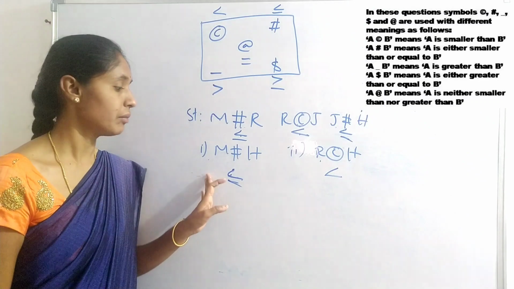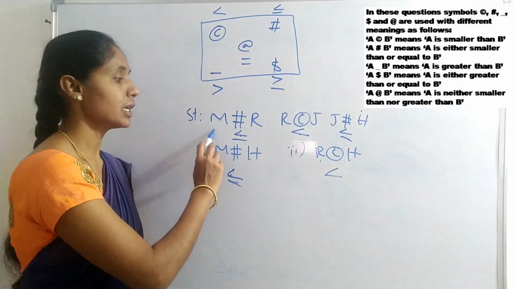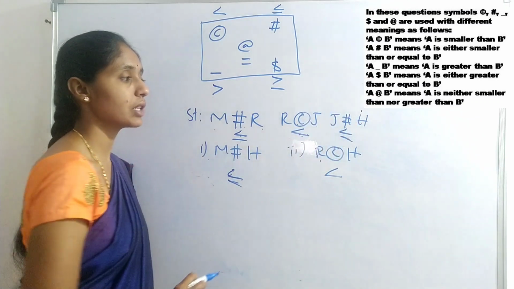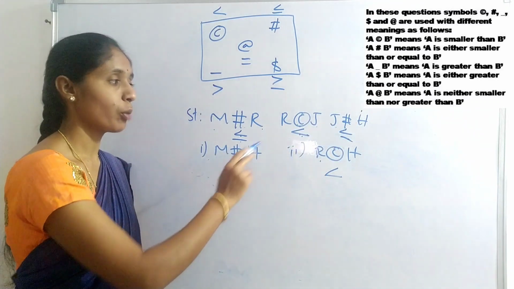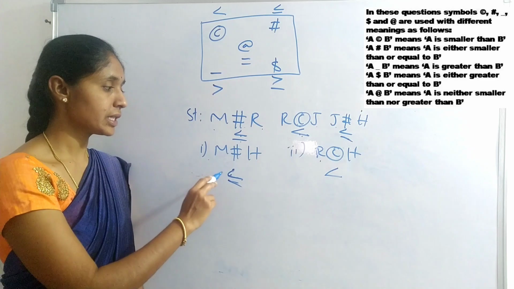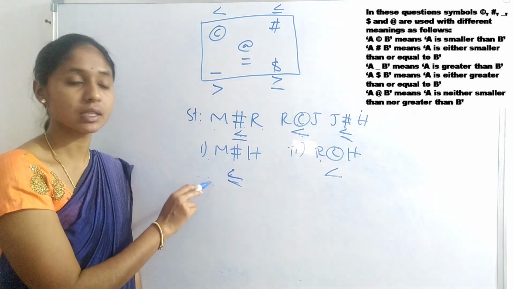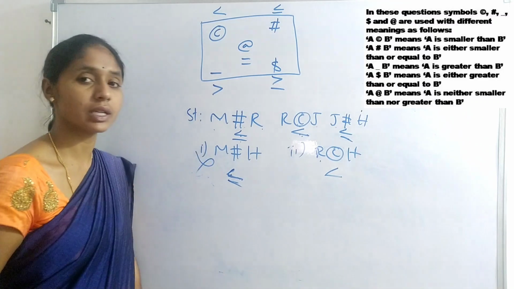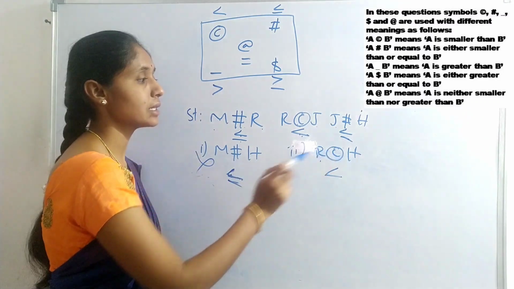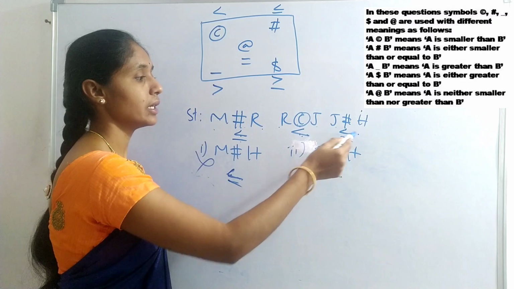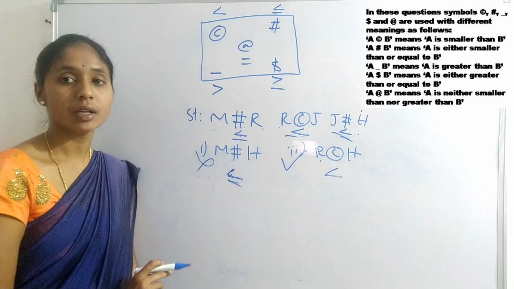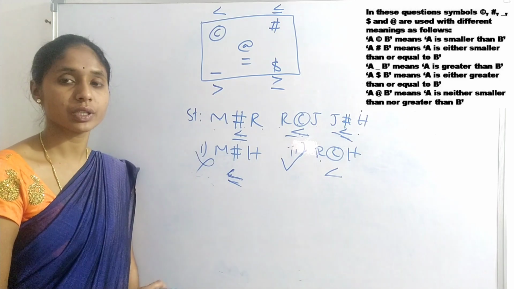First conclusion. M less than or equals to H. That is M less than or equals to R, R less than J, J less than or equals to H. In these three, common is less than. If it is M less than H, the conclusion is true. But here M less than or equals to H, so the conclusion is wrong. R less than H. R is here, H is here. Common is less than. So only conclusion 2 is true for this question.